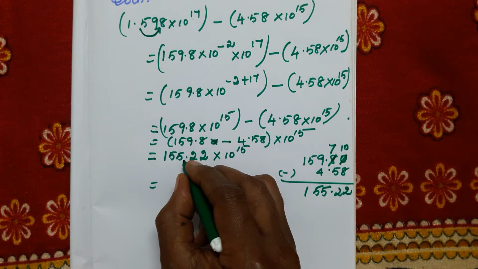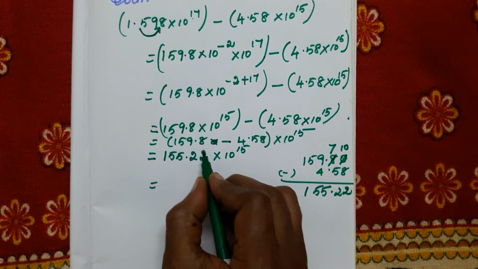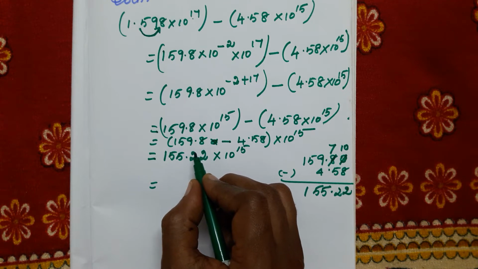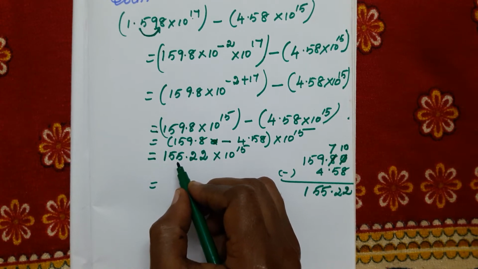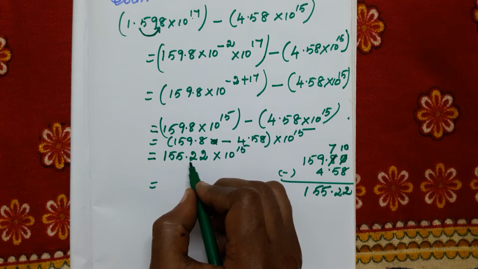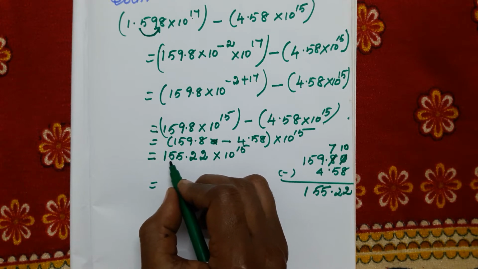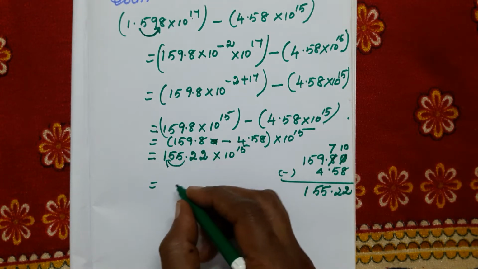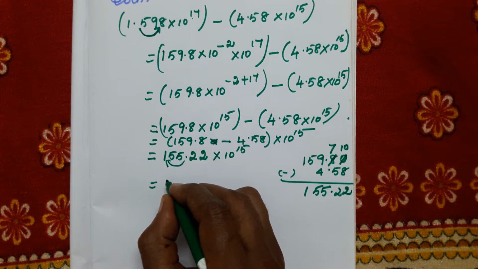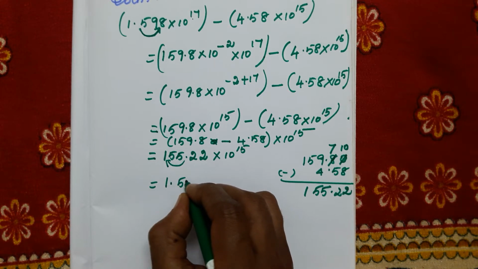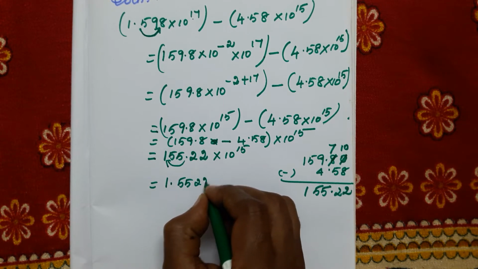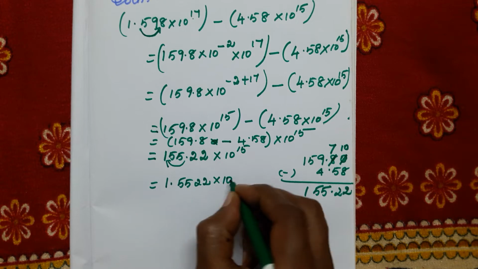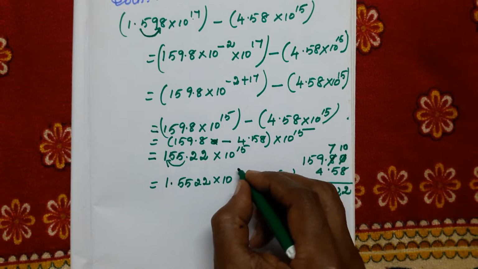We have to move the decimal point. Now, is it in scientific notation? No, it is not in scientific notation. For converting to scientific notation, what we have to do? We want to move the decimal point 2 digits left. When we are moving 2 digits left, what we are getting? 1.5522 into 10 power minus 2 or plus 2.